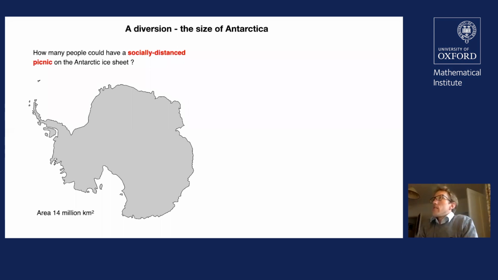Some of you might have decided that you're not interested in ice. So I have a very slight diversion so that you can have something else to think about to work out how large Antarctica is. So here's an interesting question, which has been going through lots of our minds as we try to work out how many people we can invite round into our gardens at the moment. How many people could have a socially distanced picnic on the Antarctic ice sheet? Don't worry about the fact that it's too cold.